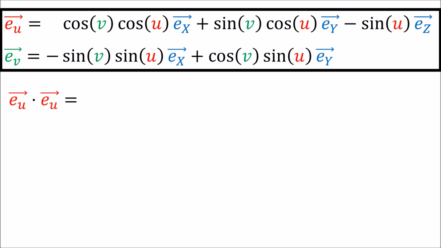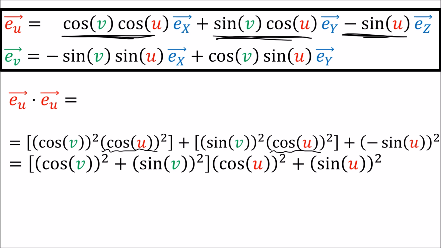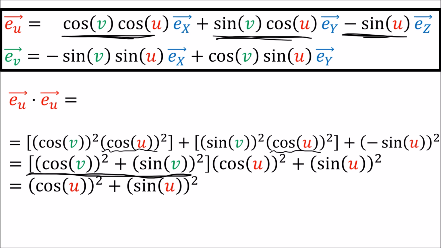Now for the u.u term, I'm going to skip all the cross terms that involve x.y, y.z, and x.z, since they all go to 0 anyway, and just give us the terms that we care about. So basically, this component squared plus this component squared plus this component squared. So we can factor out the cosine of u squared from these 2 terms and get this, and again, cosine v squared plus sine v squared goes to 1. And yet again, cosine u squared plus sine u squared also goes to 1.